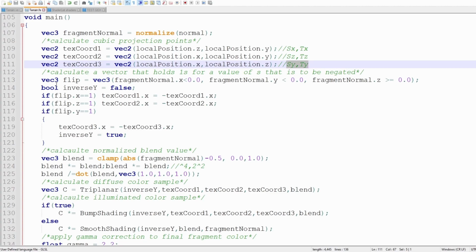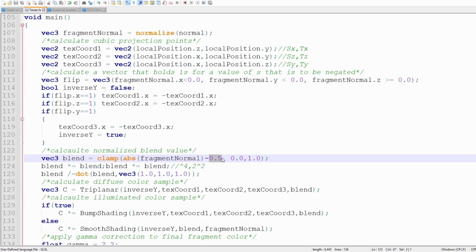And then we also want to calculate a vector that will essentially flip the S texture coordinate when the normal is pointing in the reverse direction. Then we also sometimes have to use that inverse Y, so we just have a variable that records that for later use. And then right below that is the blend parameter.